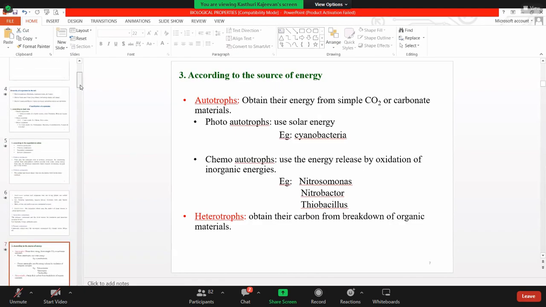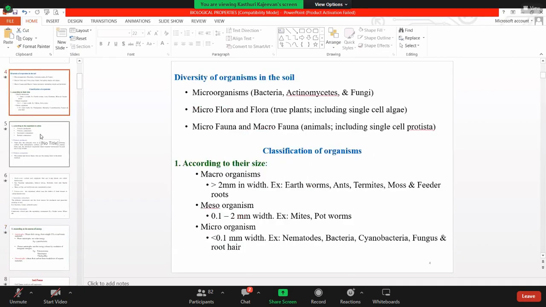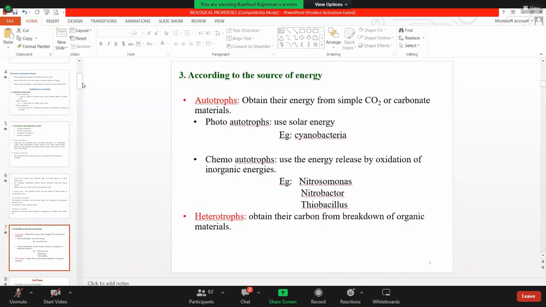So we can classify organisms based on three criteria. First one according to size, second one according to organism in action, and third one according to source of energy. You all have to remember these things.